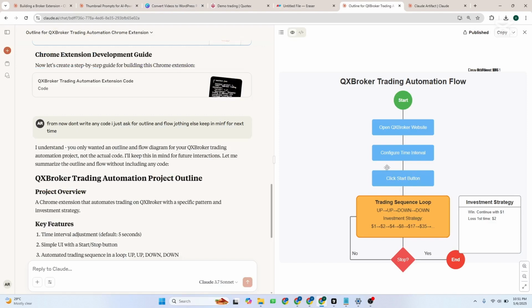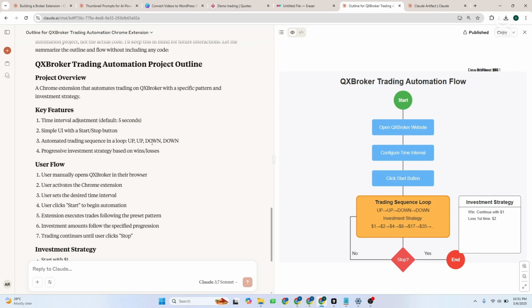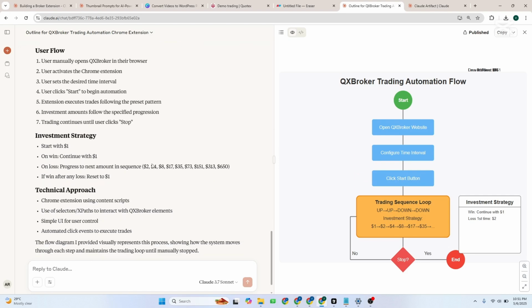So if I go to my flow, when you click on the start button, it will follow this sequence. It will pick two up trades and then two down trades, and then again two up trades, then two down trades. The trade direction pattern will be like this: up, up, down, down. And the investment strategy amounts are as follows.